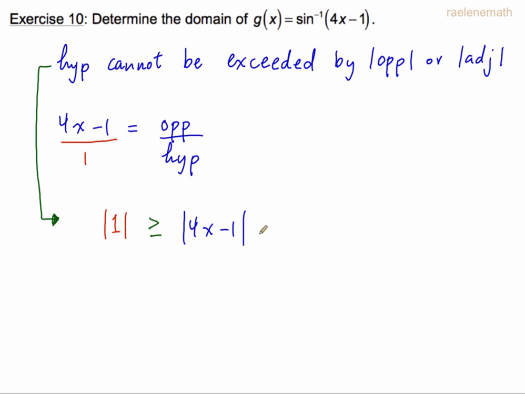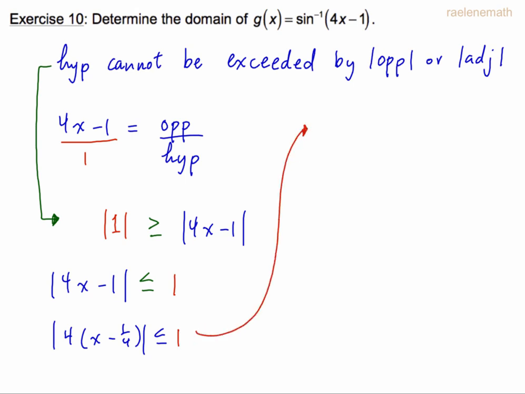And so I want to think of this graphically. If I'm solving this graphically, the first thing I'm going to do is simplify as much as possible. Absolute value of 4x minus 1 is now less than or equal to 1. I also maybe want to do a little bit of algebra just to simplify this. I have 4 times x minus 1/4, which is less than or equal to 1. And by property of absolute values, I can make the absolute value of a product equal to the product of the two absolute values.